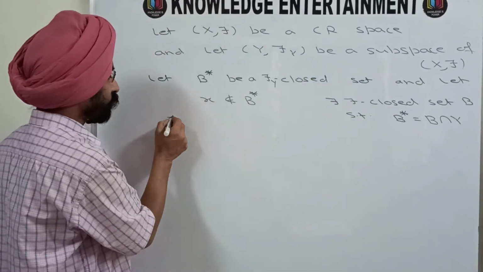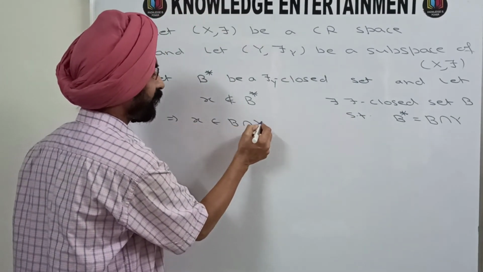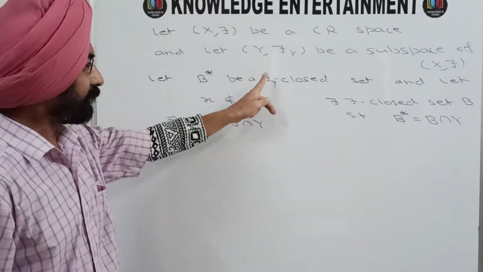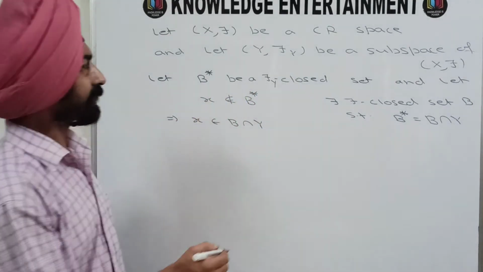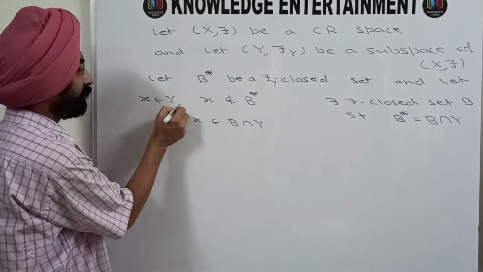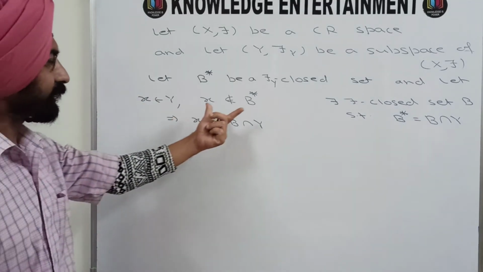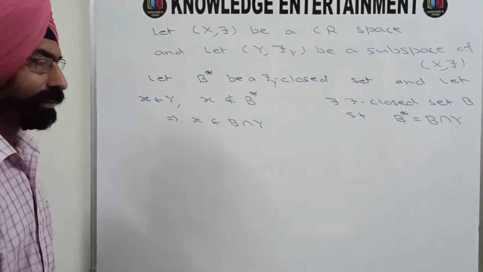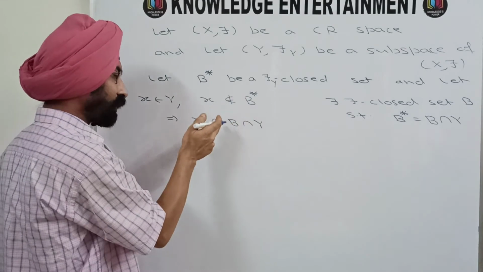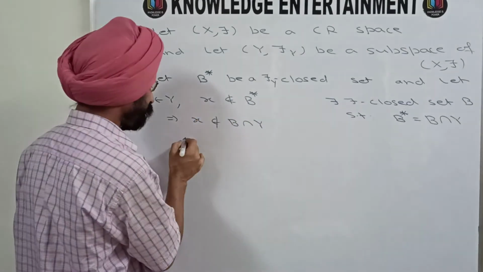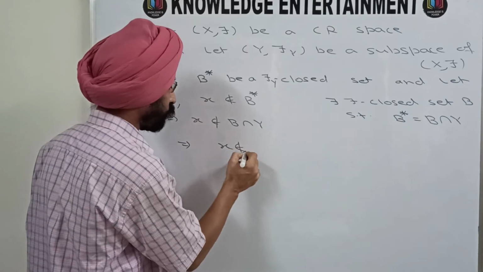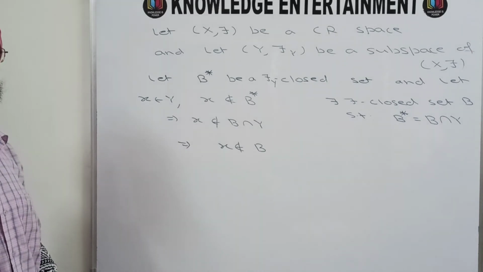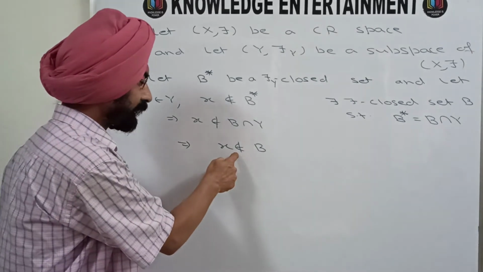So this means x does not belong to B intersection Y. But x is in Y, because we are considering here a tau_Y closed set and we are taking the point x such that x is in Y. We are taking a point x of Y which does not belong to B star. So x does not belong to B intersection Y, but x belongs to Y. Since x does not belong to their intersection, x does not belong to B. And x belongs to Y means x belongs to X. So x is a point of X which does not belong to B.